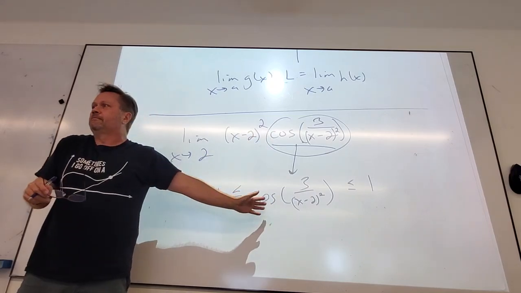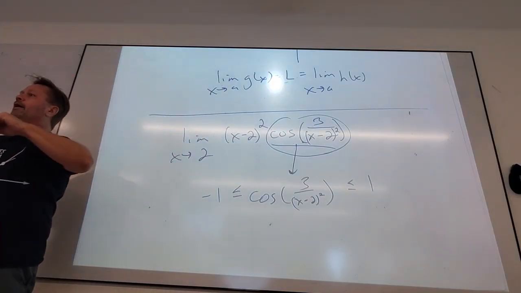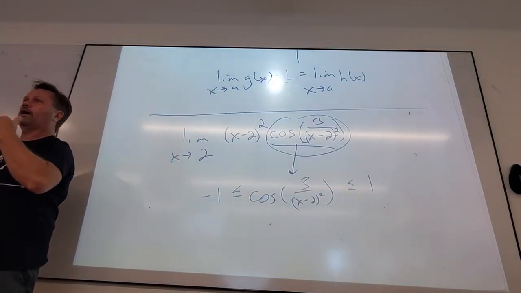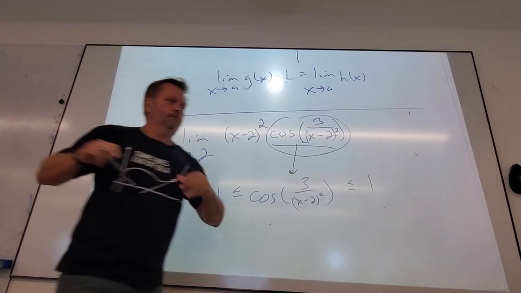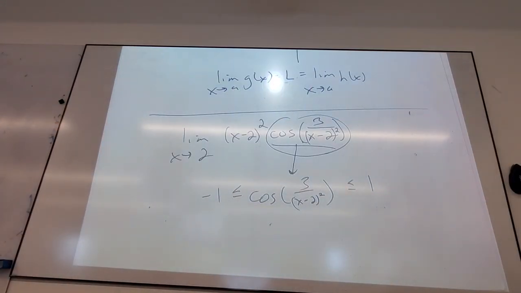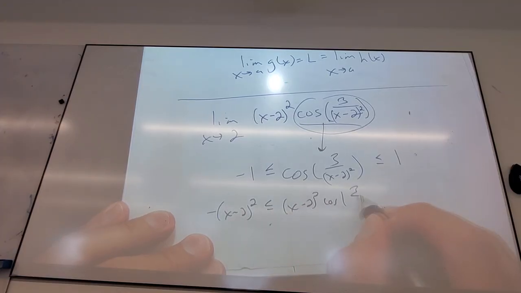What's this missing that this guy has? x minus 2 squared, right? How do I give it to them? I multiply everything by it, yes? So I'm going to multiply this by x minus 2 squared, this by x minus 2 squared, and this by x minus 2 squared.